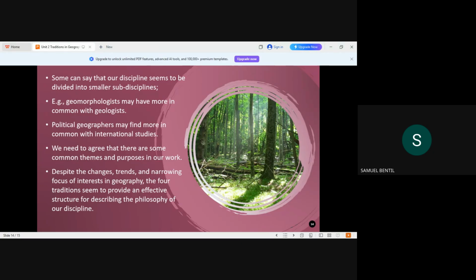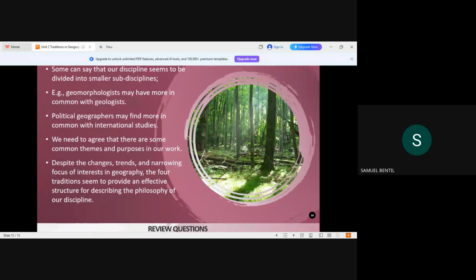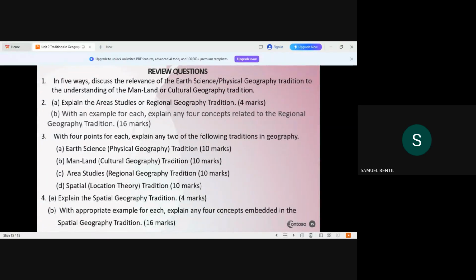We need to agree that there are some common themes and purposes in our work. Despite the changes, trends, and narrowing focus of interest in geography, the four traditions seem to provide an effective structure for describing the philosophy of our discipline, geography. So that is that for the traditions in geography. There are some review questions here; you can try your hands on them.